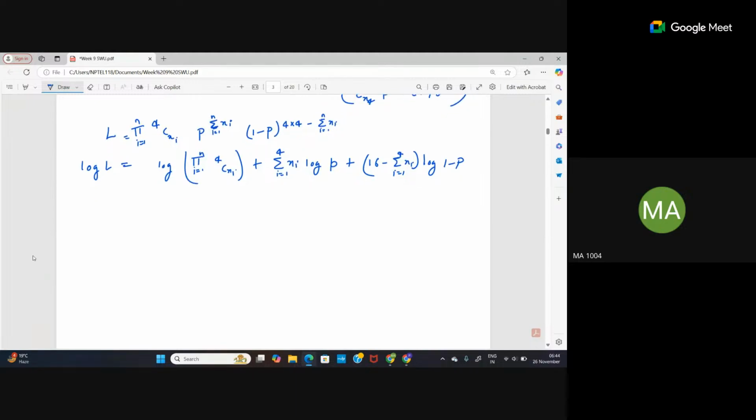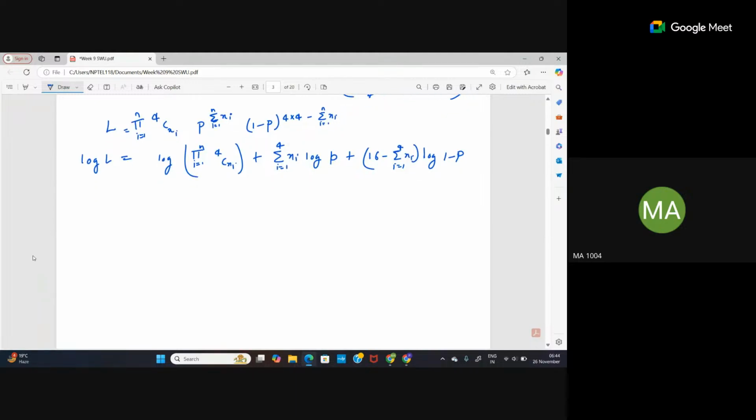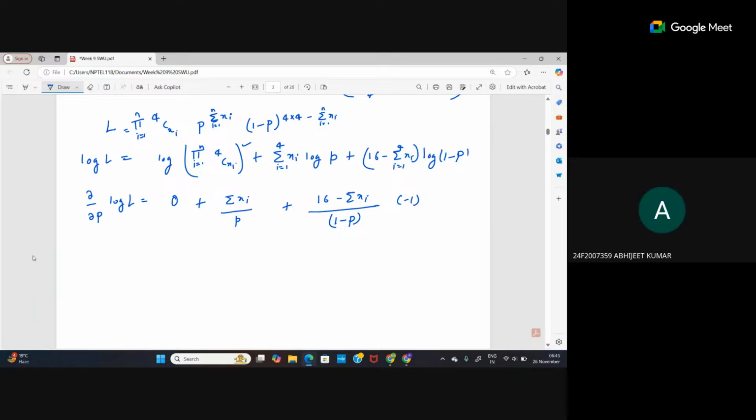Now we have to estimate parameter p. So we will differentiate with respect to p. Here we can see that p is not in this term, so it will be 0, right? Here it will be summation of xi divided by p, differentiation of log p is 1 upon p. And it will be 16 minus summation of xi divided by 1 minus p. Now we again differentiate 1 minus p, then it will be minus 1, right? Is this clear? How I have differentiated this function? Any confusion? Yes, ma'am, it's clear.